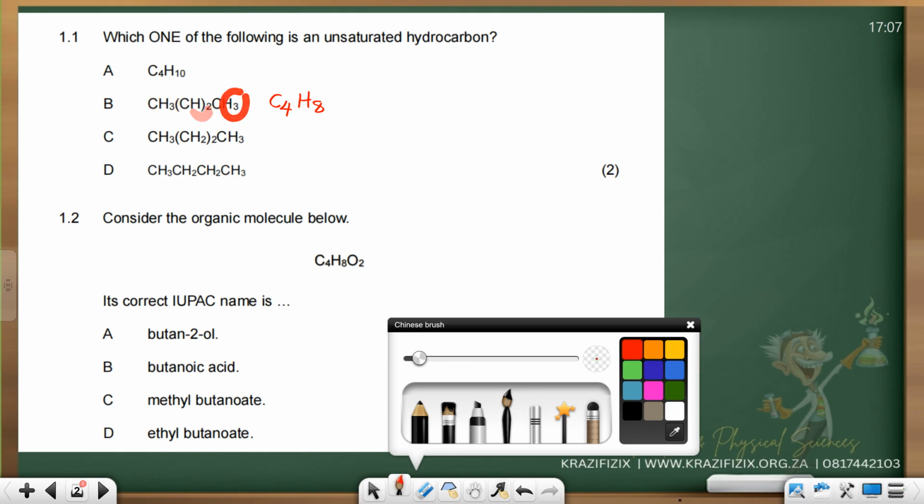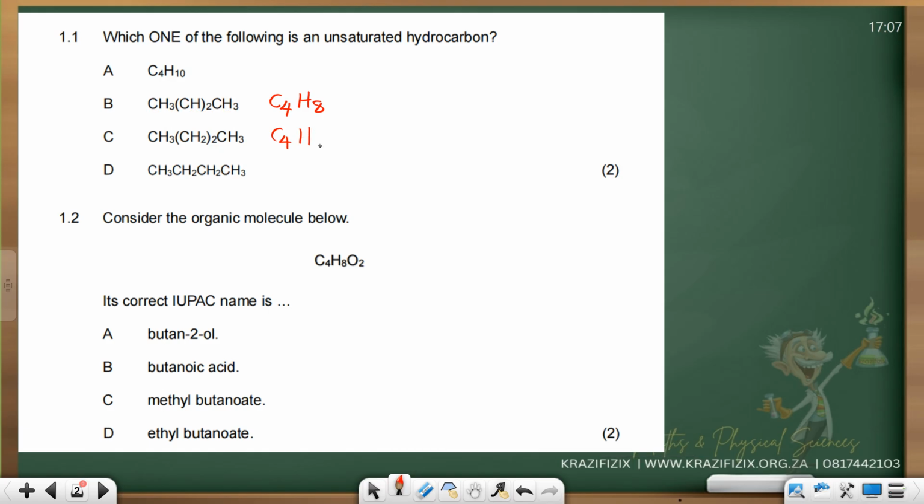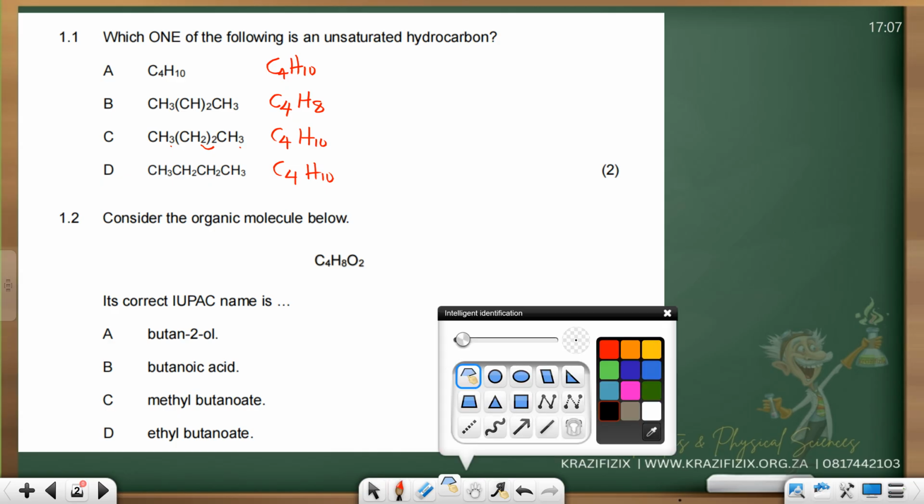What about C? 1, 2, 3, also C4. 3 plus 3, 6, plus 4, 10. And this one is C4. Okay, so you would notice that, even if you don't know what to do and you are able to write this out, your answer cannot be A, it can be B, it can be C, they are all the same. So the correct option here is B.